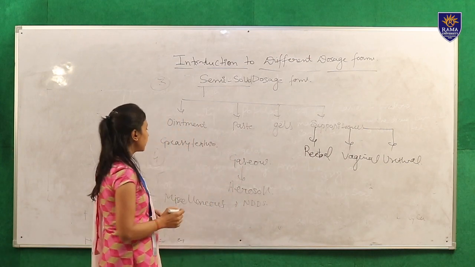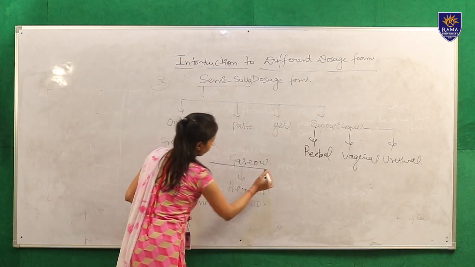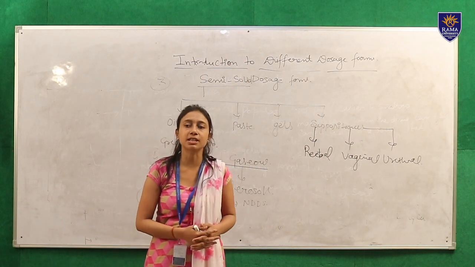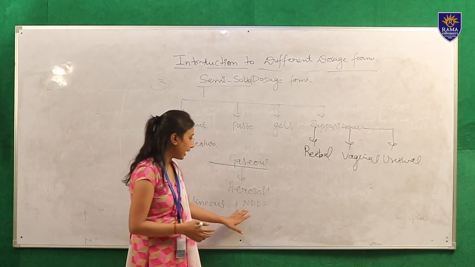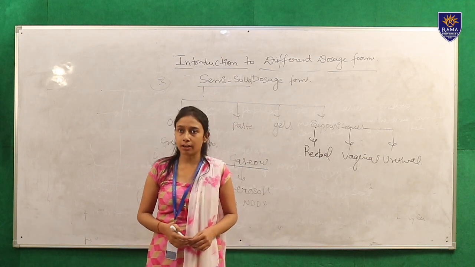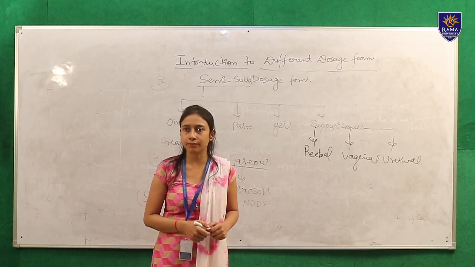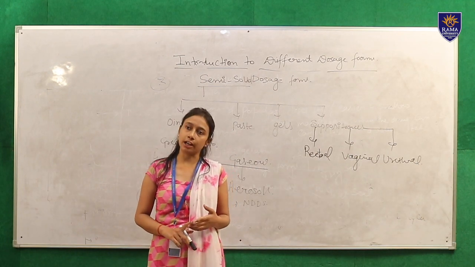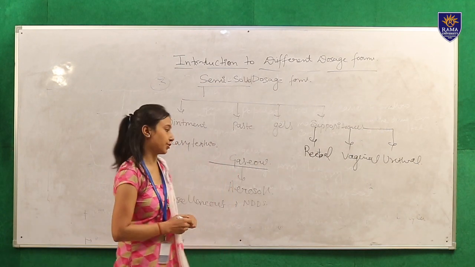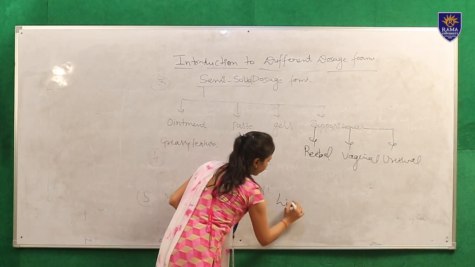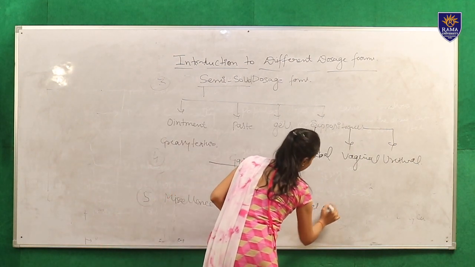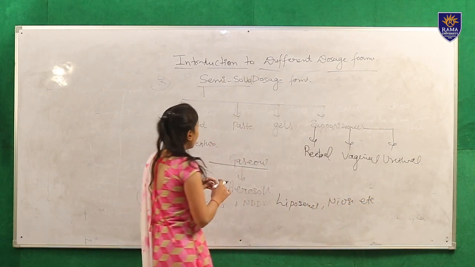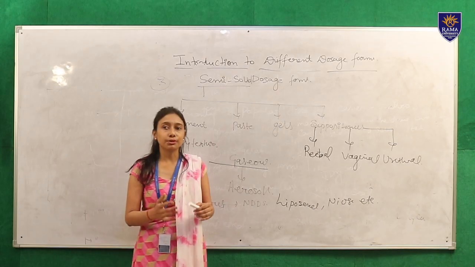Now our fourth category is gaseous dosage form. Gaseous dosage forms are aerosols, and the last category is miscellaneous, that is the NDDS. What is the full form of NDDS? Novel Drug Delivery System. This category is nano based, like liposomes, niosomes, etc. So this is the whole classification of introduction to different dosage forms.